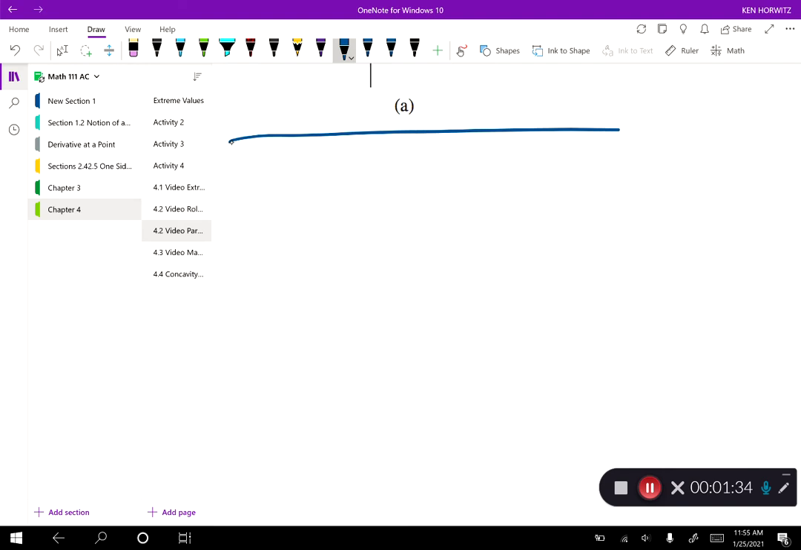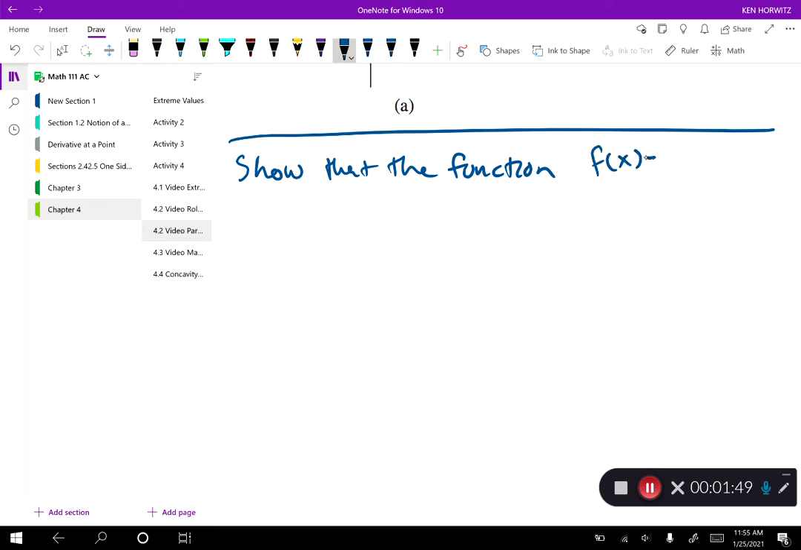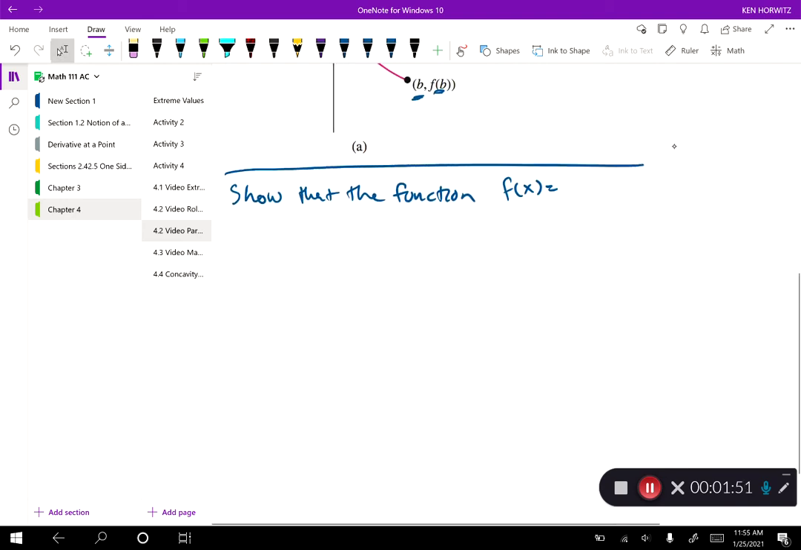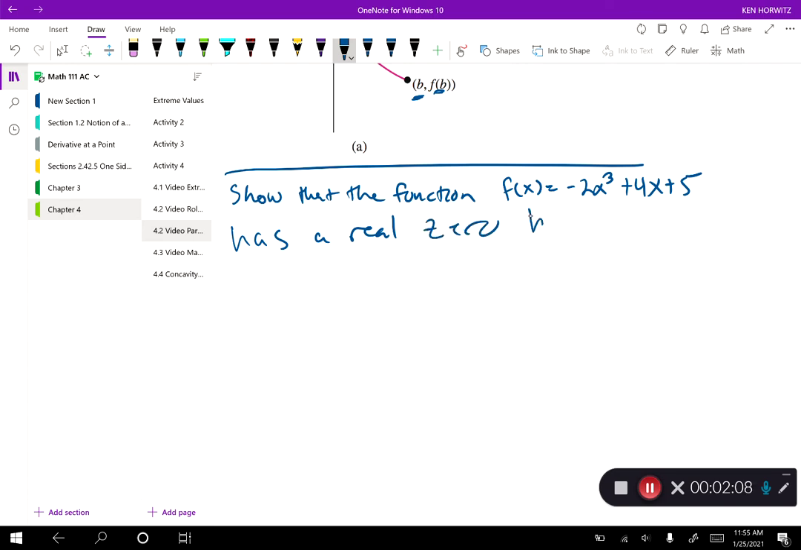Show that the function f of x equals negative 2x cubed plus 4x plus 5 has a real 0 between 1 and 2.